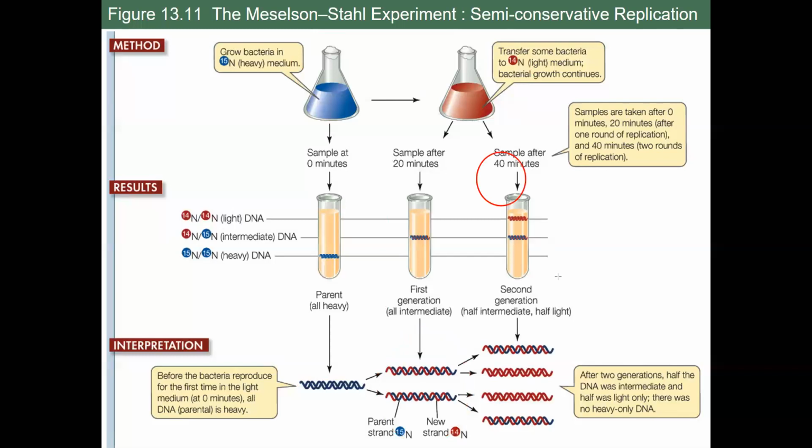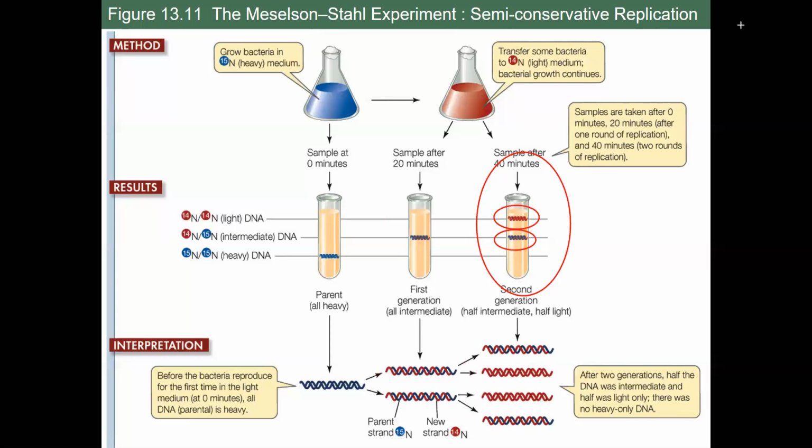After one more round of replication, they found two varieties of DNA. Half of the DNA was of that intermediate weight, the DNA that had one strand of nitrogen-15 and one strand of nitrogen-14. The other half of the DNA was even lighter than what they had made before. Those consisted of two strands of DNA made with the lighter isotope of nitrogen, nitrogen-14.